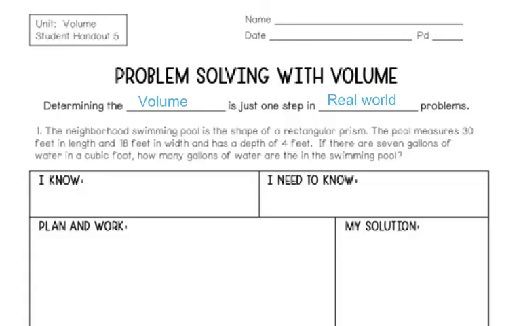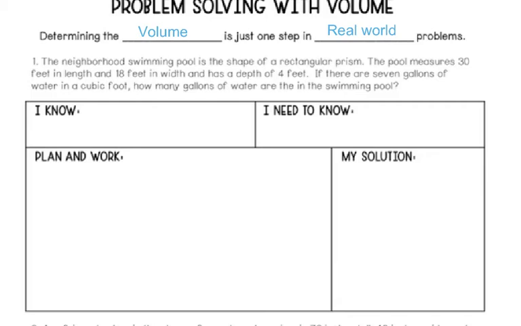Determining the volume is just one step in real-world problems. Question 1 says, the neighborhood swimming pool is the shape of a rectangular prism. The pool measures 30 feet in length and 18 feet in width and has a depth of 4 feet. If there are 7 gallons of water in a cubic foot, how many gallons of water are in the swimming pool? To begin, we need to figure out what pieces of information we already know from the problem.